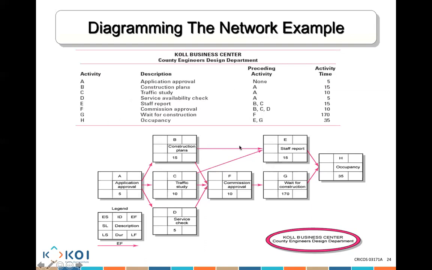For E, there's an arrow from B and an arrow from C because B and C happen before E. F has B, C, and D before it. So F can only start after B, C, and D are completed. G could only start after F is completed. So G is after F, that's why there's an arrow between F and G. H could only start after E and G. Does that make sense, guys?